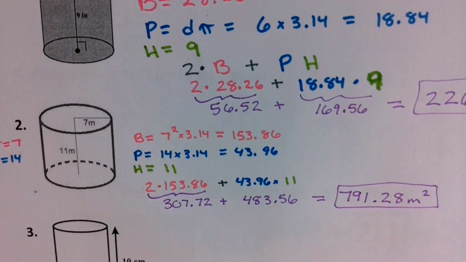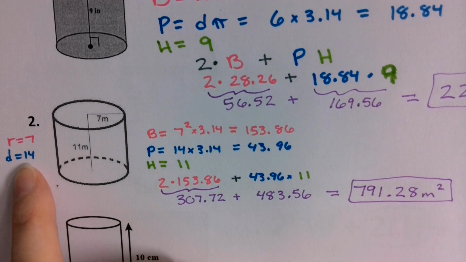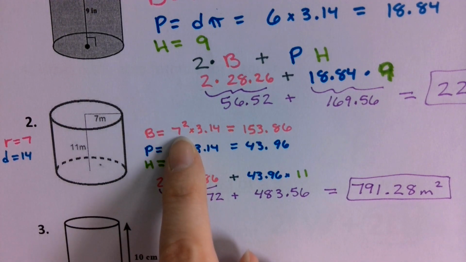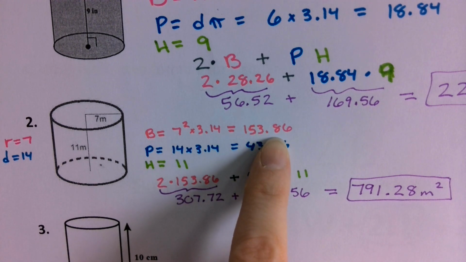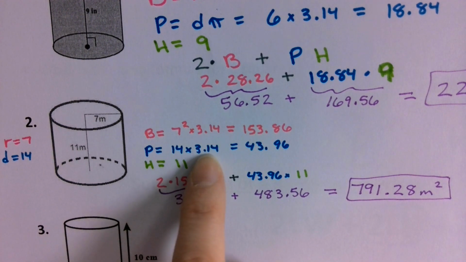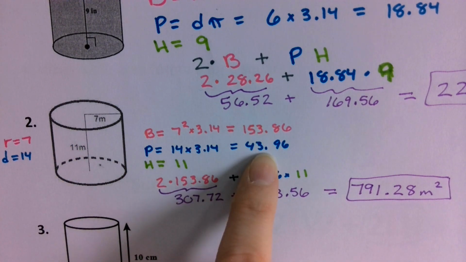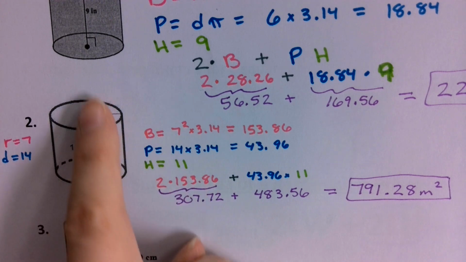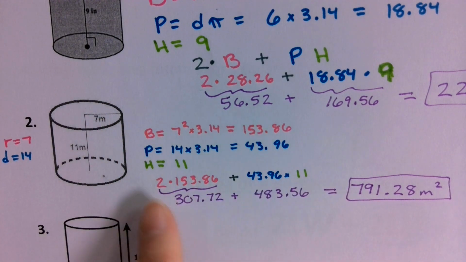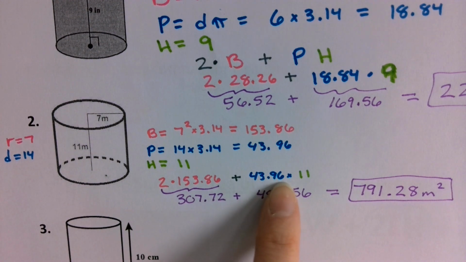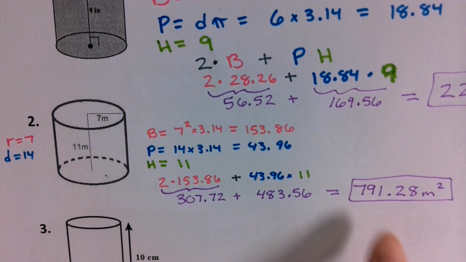So here's just the answer for problem number 2. Radius is 7. That means the diameter is going to be 14. So we're going to do the area of our circle first. We're going to do 7 squared times 3.14 to get 153.86. The perimeter, which is basically the circumference, is the diameter times pi, 14 times 3.14 to get 43.96. Height is 11. And then we plug it into our formula. 2 times 153.86 comes out to 307.72. 43.96 times 11 comes out to 483.56. Combine those together, you get 791.28 meters squared.